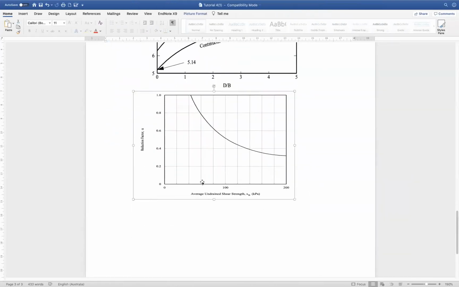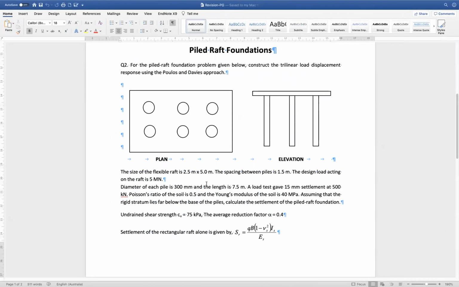For the 75, around somewhere here, that's 20, 40, 60, 80. So 75 will be somewhere here, and that will give us the reduction factor, approximately. Okay, the average reduction factor is equivalent to 0.4. The settlement of the rectangular raft alone is given by this formula here.